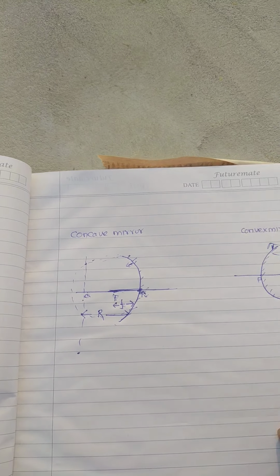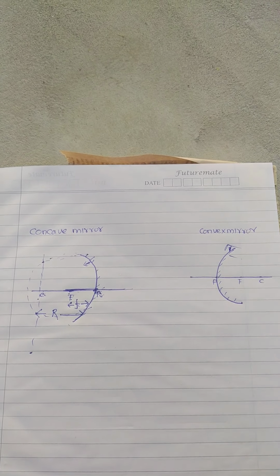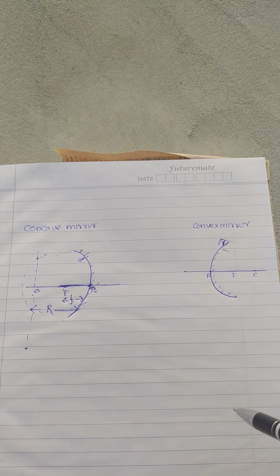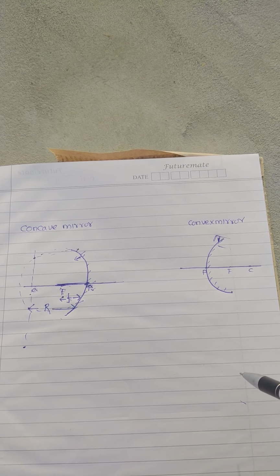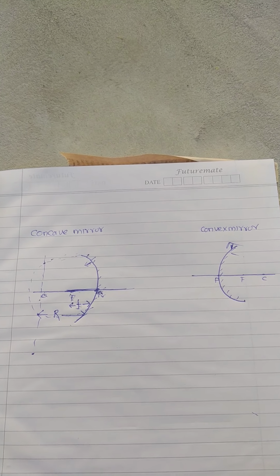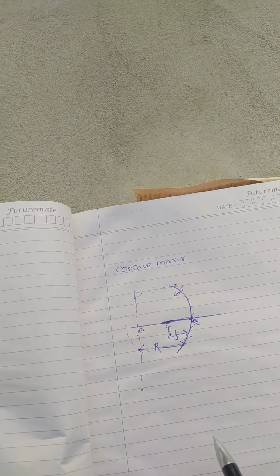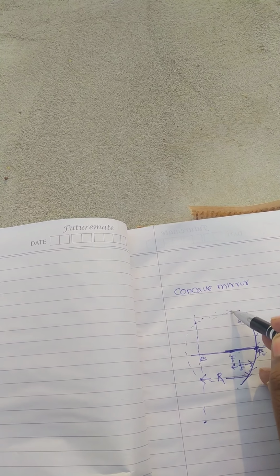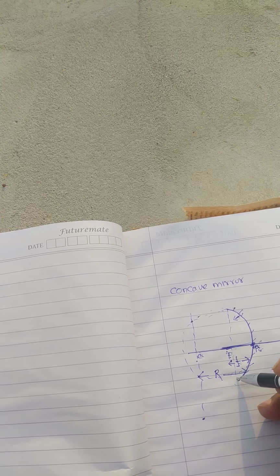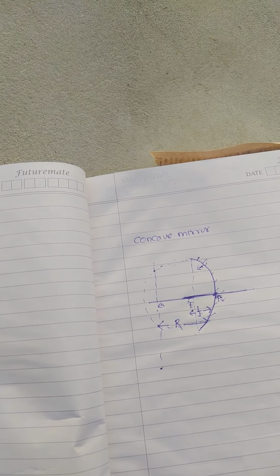Already I told you all these terminologies are the same for a convex mirror also: pole, focus, center of curvature, focal length, and radius of curvature. We forgot one more terminology, that is linear aperture. Linear aperture means the diameter of the spherical mirror, called linear aperture or aperture.